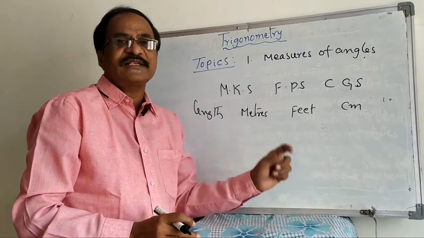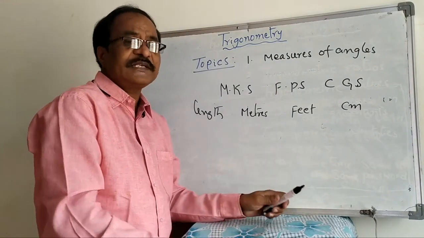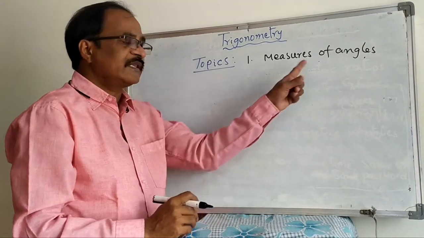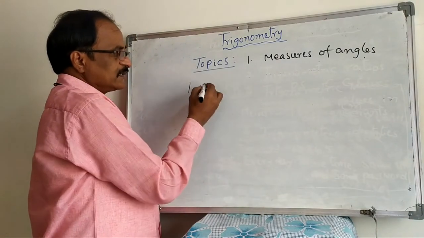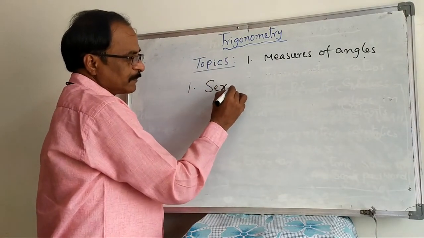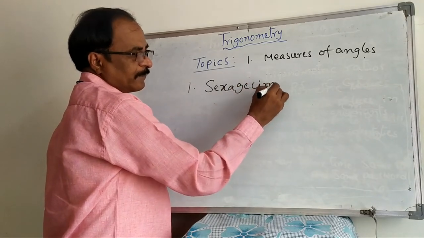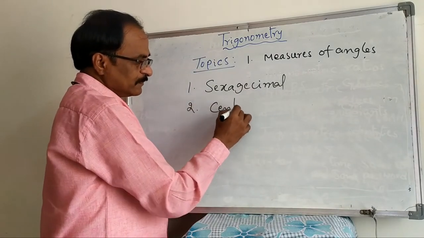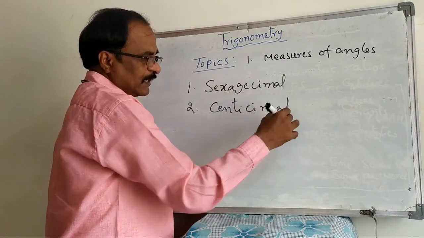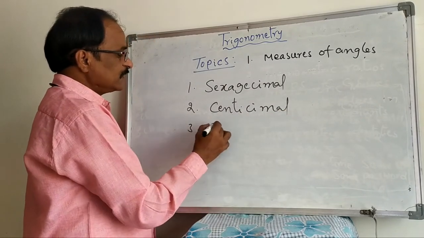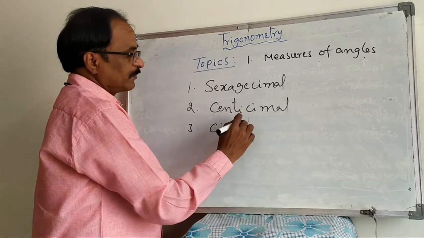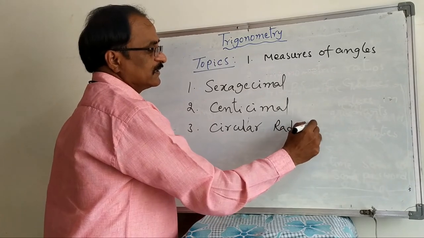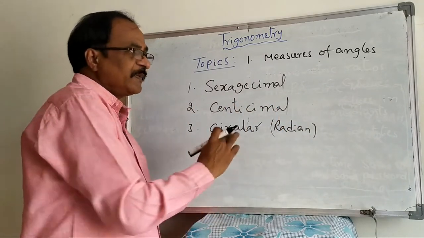Like that, the angle is also measured in different systems, in different units. So here there are three systems to measure the angle. The first one is the sexagesimal system, the second one is the centesimal system, and the third one is the circular measure, or radian system. These are the three systems to measure the angle.